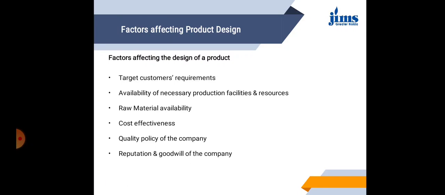Point number 2, availability of necessary production facilities and resources. It is but obvious to have the necessary production facilities and resources at the disposal of the organization. A product design will be a dream only when there are no necessary production facilities, infrastructure, and resources available with the company. Next is raw material availability.